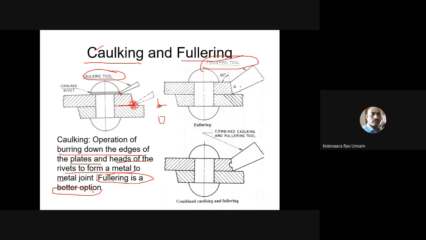Only thing is, in case of caulking and fullering, the difference is that here you have a tool whose width is more when compared to this. That is the only thing. Also, maybe the fullering angle here is 80 degrees, and here it may be less than that. So the angle doesn't matter here; only the width of the tool matters. If you take a sharp one here, that may damage the plates. That's why he said fullering is the better option. So using these two ways, we can make the joint fluid tight.